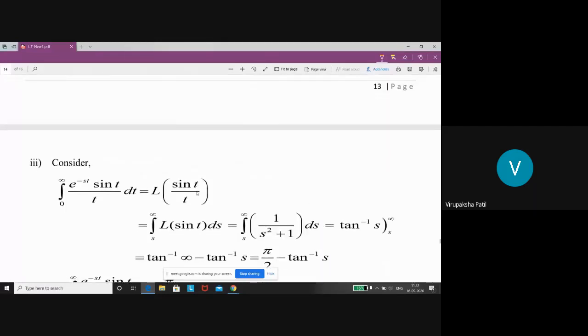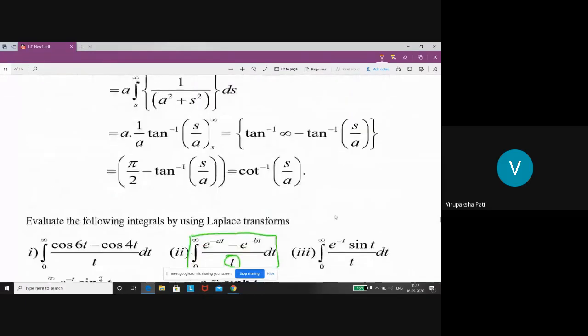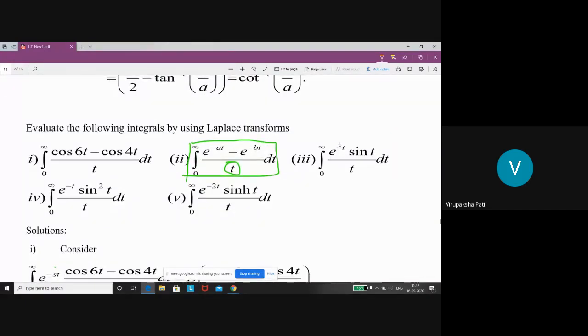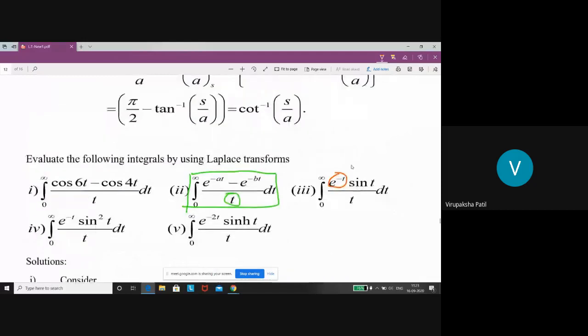I will give one hint here. Here e raised to minus t is already present, but e to the power t is not present in these two terms. So my suggestion is, directly consider only these two terms, and in place of this take e to the power minus st. I will tell you how to do that.